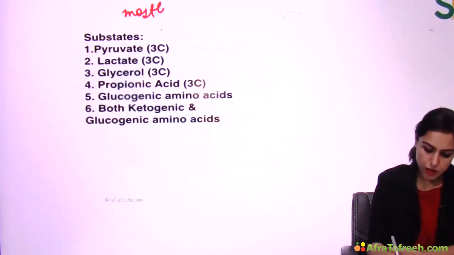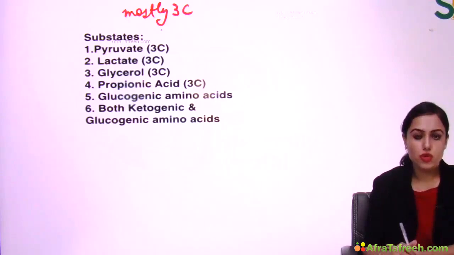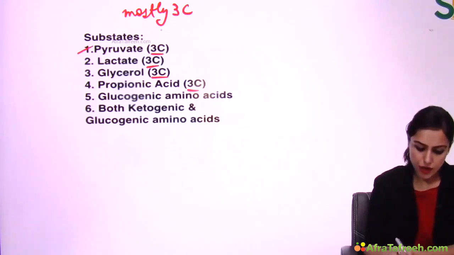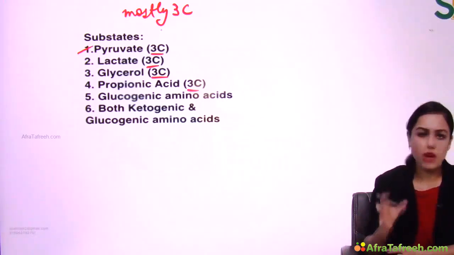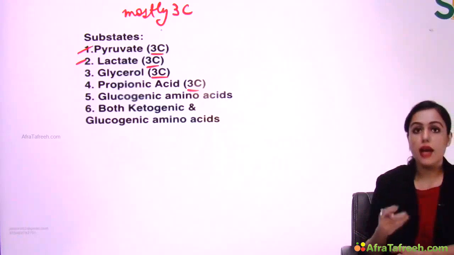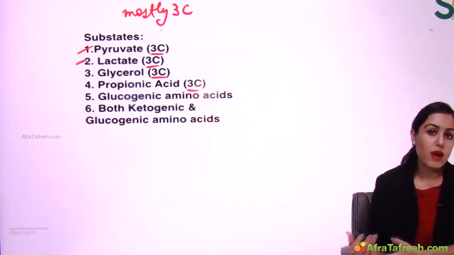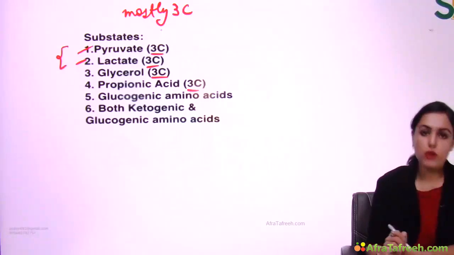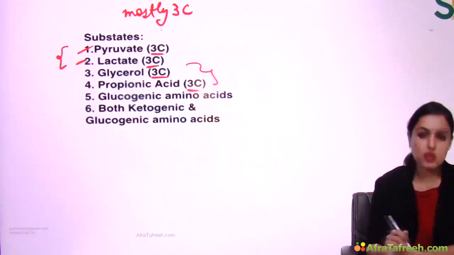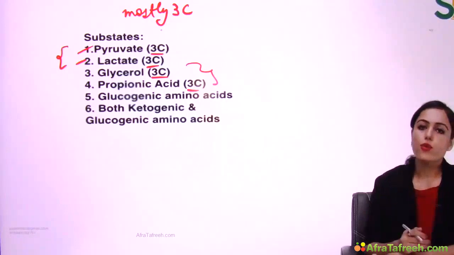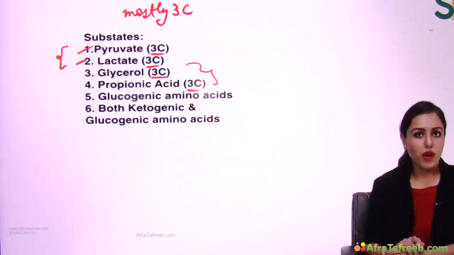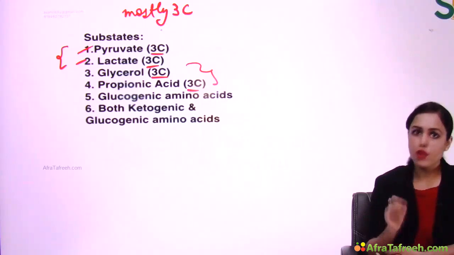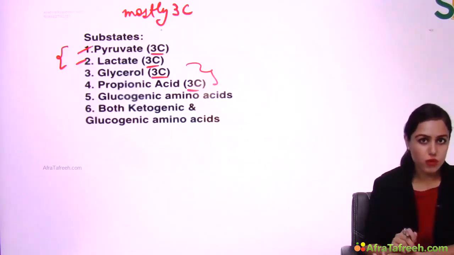Mostly 3 carbon compounds are good substrates of gluconeogenesis. You can see the first 4 which I have written, they all are 3 carbon compounds. First is pyruvate. Pyruvate can form glucose, this you have seen. Next is lactate. Lactate forms glucose by forming pyruvate, and then pyruvate can form glucose, right? So the first pair is pyruvate and lactate. The next pair is glycerol and propionic acid. I already told you that fats can never be converted to carbohydrates, but there are 2 exceptions, that glycerol and propionic acid are 2 breakdown products of fats which can form glucose, right?